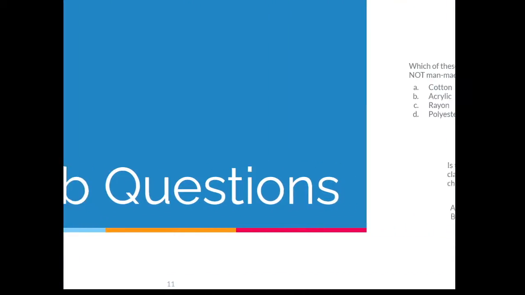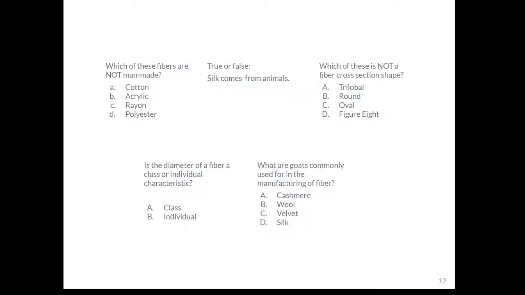The lab questions that we made are as follows: which of these fibers are not man made? True or false? Silk comes from animals. Which of these is not a fiber cross section shape? Is the diameter of a fiber a class or individual characteristic? What are goats commonly used for in the manufacturing of fiber?